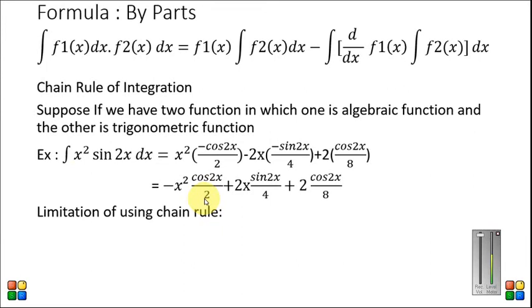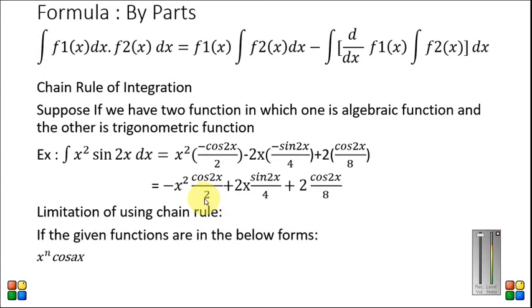Now, the limitation of this chain rule: we can use this chain rule only in the below forms. That is, if you have been given the function in the form x to the power n cos x, then x to the power n sin x, and x to the power n e to the power x. These are the three forms. So in those forms we will use this chain rule.